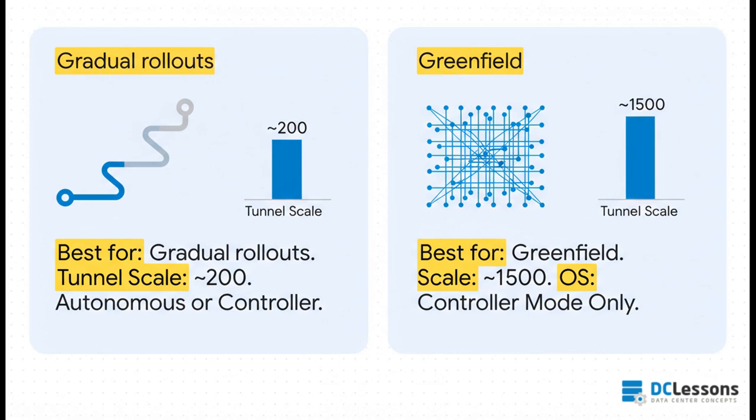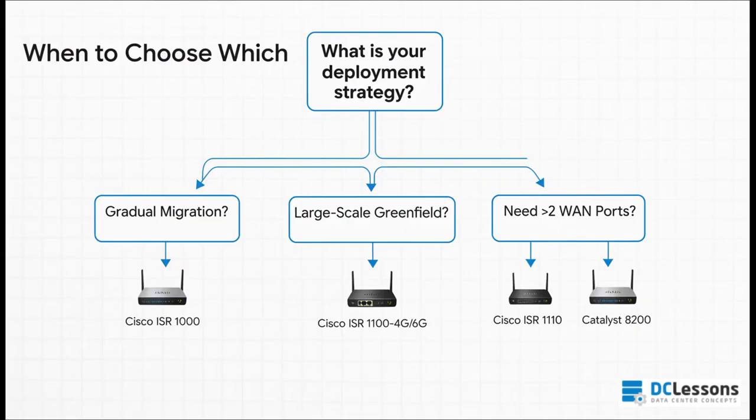We're talking about the number of secure tunnels it can handle. The standard box tops out around 200. The ARM-based 1100, it can handle 1,500 tunnels. That's a massive difference. It makes the 1100 perfect for huge rollouts, like for a retail company with thousands of stores. So the bottom line is you have to match the box to the job.